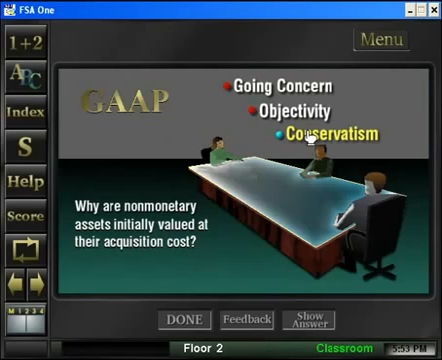Conservatism. The accounting community generally agrees that more conservative valuation is in the interest of creditors and investors. That is, all else being equal, a lower value for assets, a higher value for liabilities, and a lower shareholders' equity is conservative.